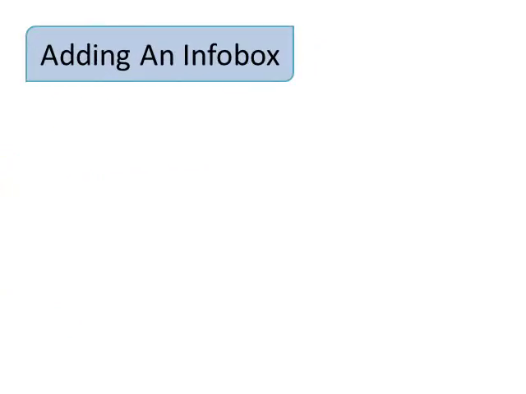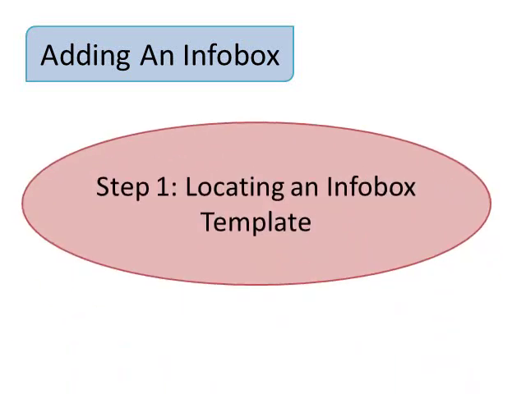Adding an infobox to an article has two simple steps. Step 1 is to locate the type of infobox template needed. Wikipedia has many different templates for infoboxes. These templates are organized into many levels of subcategories to make trying to locate the correct type of infobox as easy as possible.